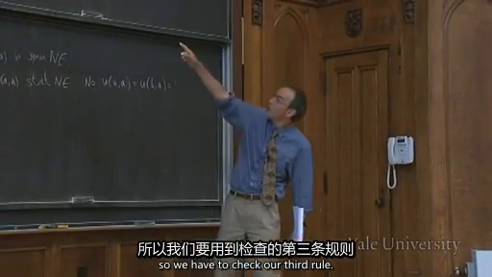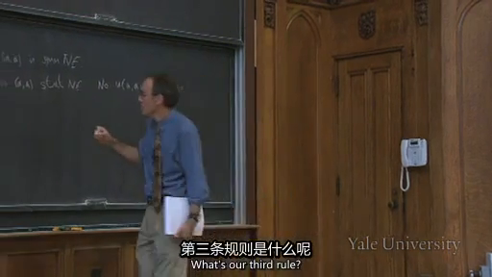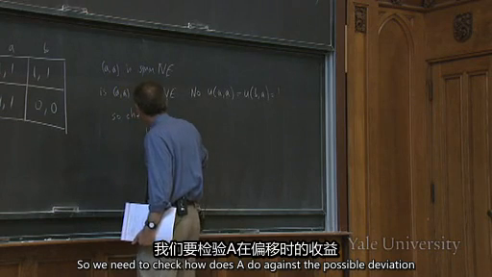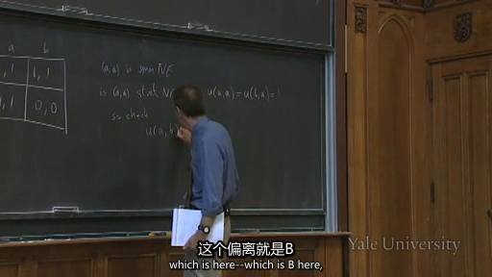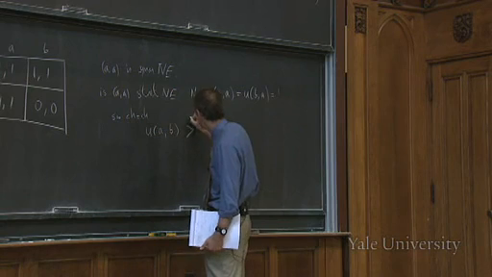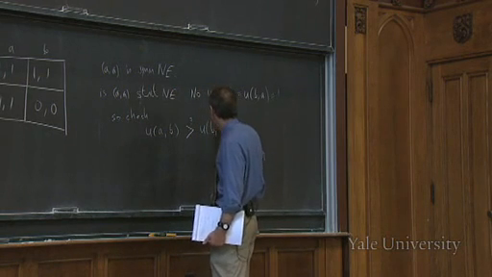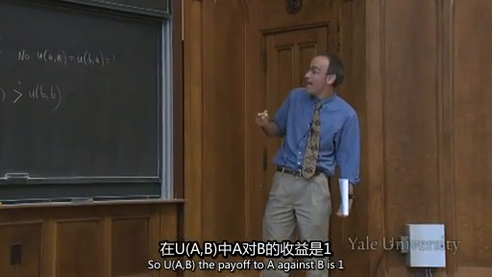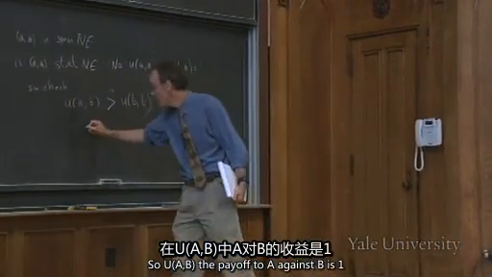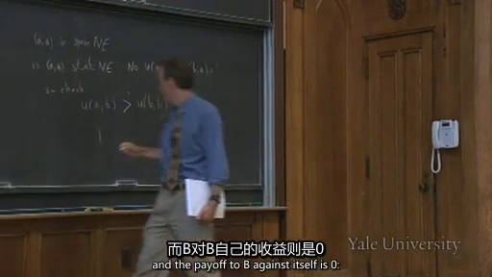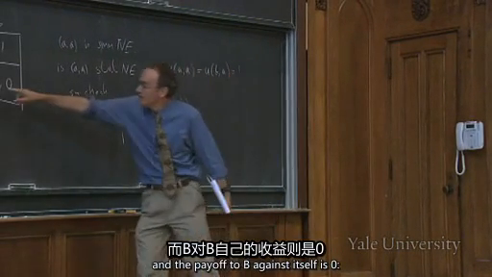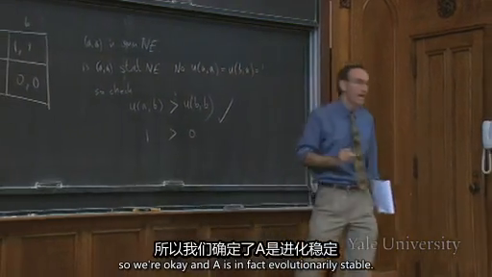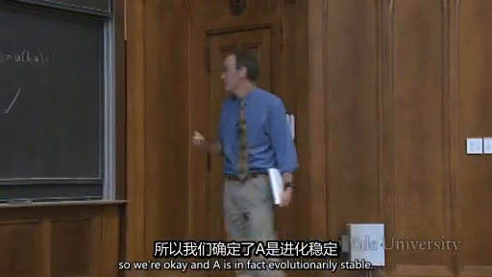So we have to check our third rule. How does A do against the possible deviation, which is B here? How does that compare with B against itself? UAB, the payoff to A against B, is 1. And the payoff to B against itself is 0. 1 is indeed bigger than 0, so we're okay. And A is, in fact, evolutionarily stable.